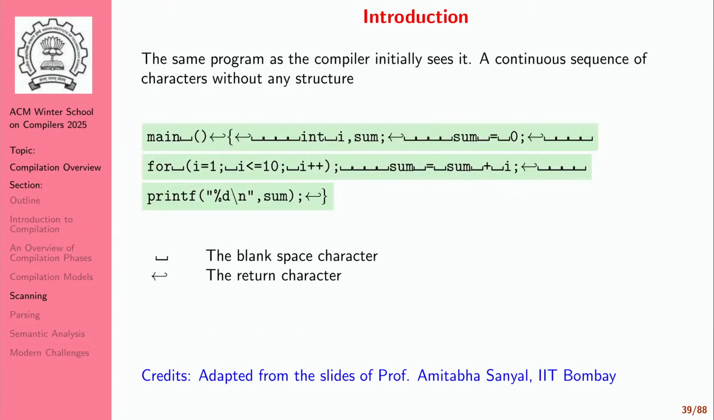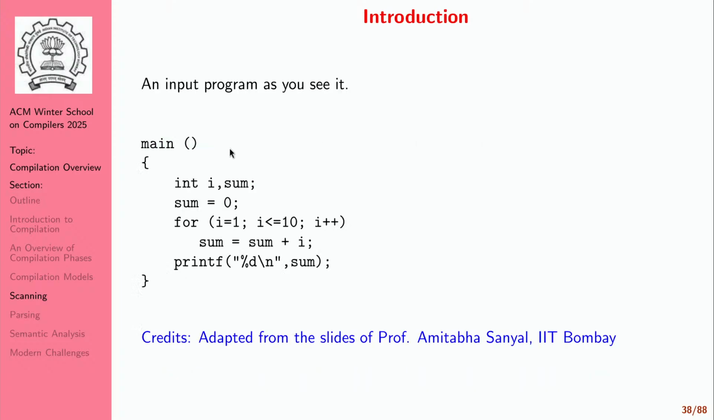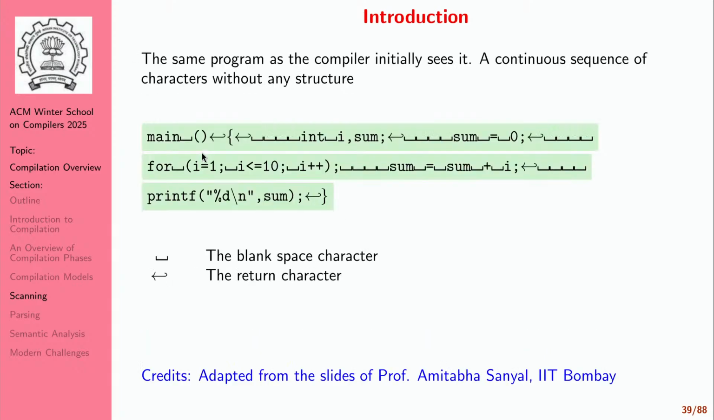What the compiler sees is something like this, where this indicates a blank character and this indicates a return character. A scanner sees this as a sequence. There is a letter M followed by letter A, followed by letter I, followed by letter N, then there is a blank. Then there is an opening round parenthesis, a closing round parenthesis, and a new line. Why is there a new line? Because I am giving a new line after this round parenthesis. So that's what a compiler sees.